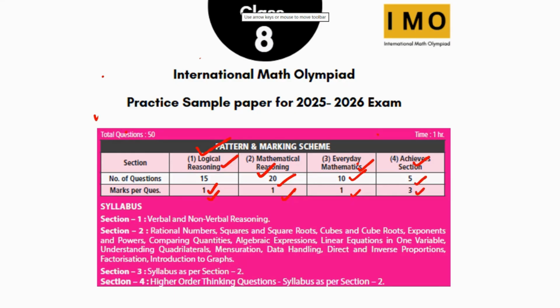So these are my 4 sections, where logical reasoning has a different syllabus compared to the rest 3. Logical reasoning is more about, as the name suggests, verbal and non-verbal reasoning, whereas mathematical reasoning, everyday mathematics and the achievers section all have a syllabus which covers arithmetic, algebra, statistics, mensuration, and geometry portions. So let's proceed with our questions.